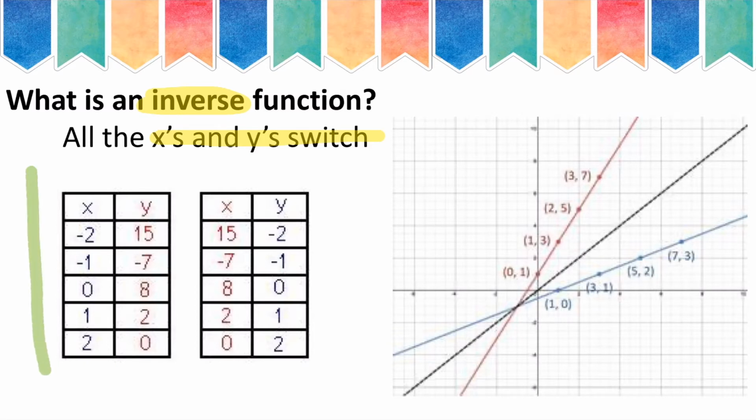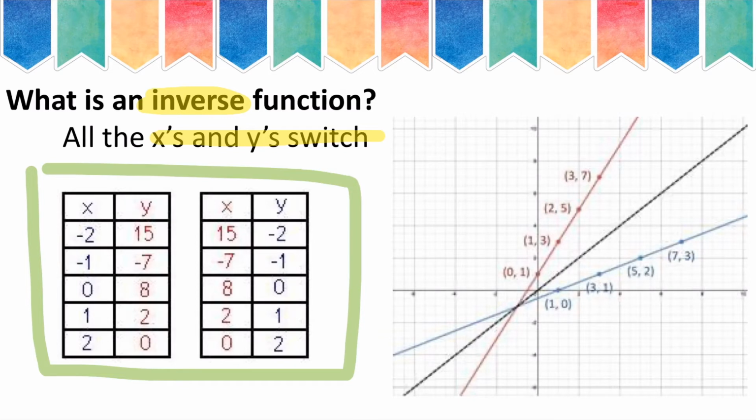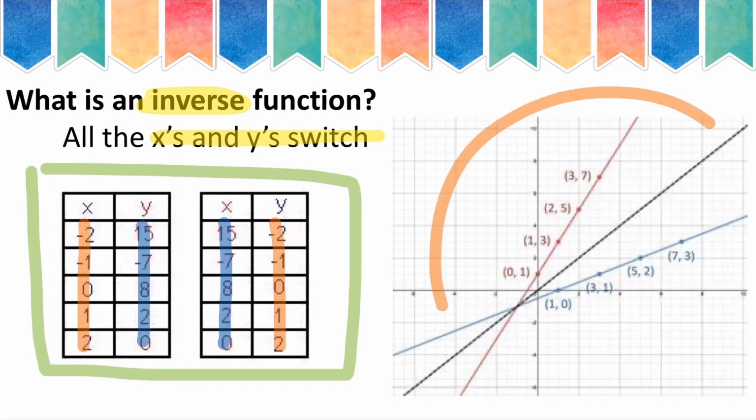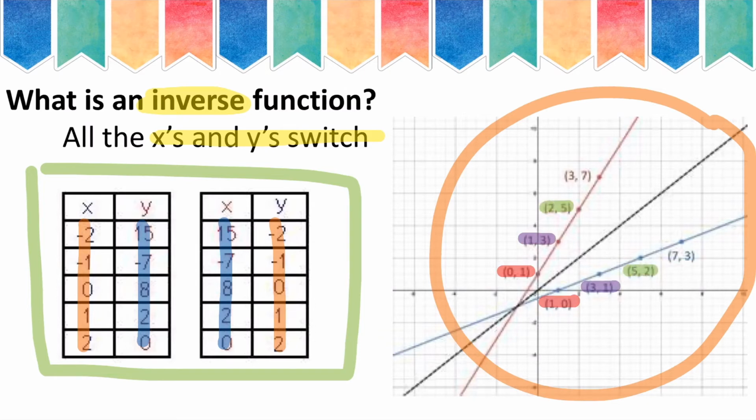If you look at these two tables here, you can see that the x's and the y's switch places. All of the x values have now become the y values, and all of the y values have now become the x values. They have switched places. Also, in the graph, we can see something similar. All of the ordered pairs, the numbers have switched places. The x and the y's have switched. That is what an inverse is, when all of the x's and y's switch spots.